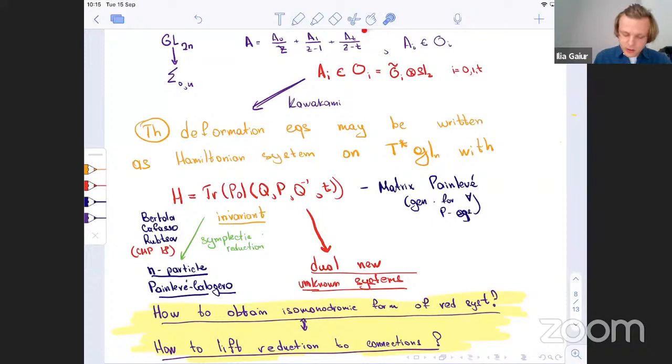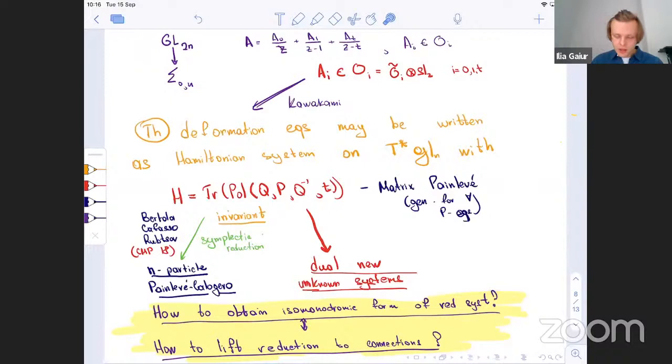And now we know that the residues A_i may be interpreted as elements of the coadjoint orbits. And to obtain a multiparticle system, we put A_i in a very special orbit, the orbit which may be written as a tensor product of SL2 with some orbit of smaller dimension.